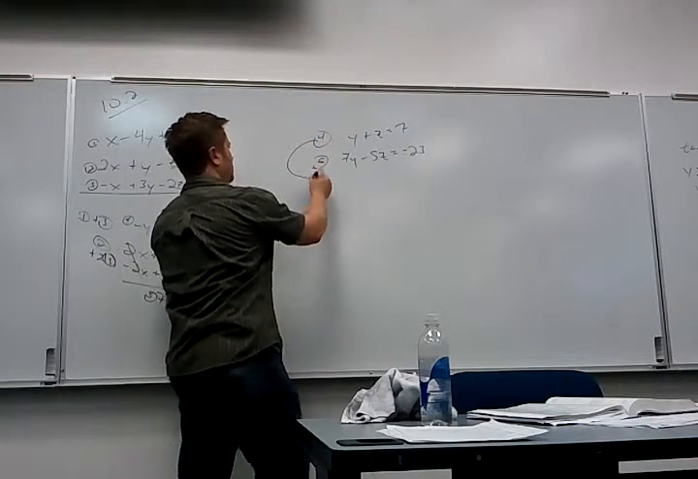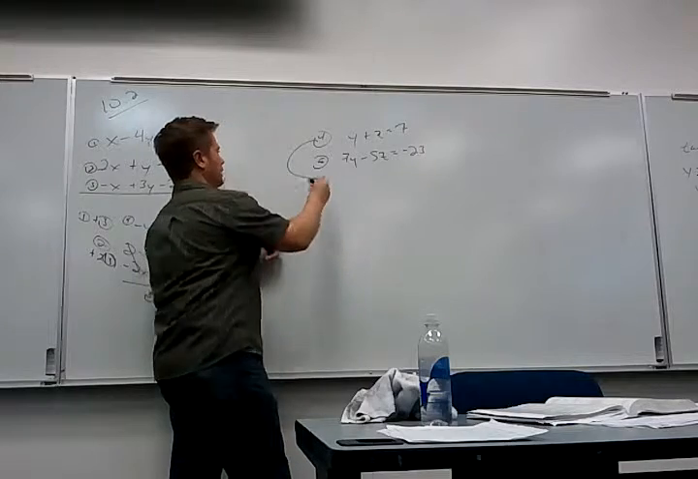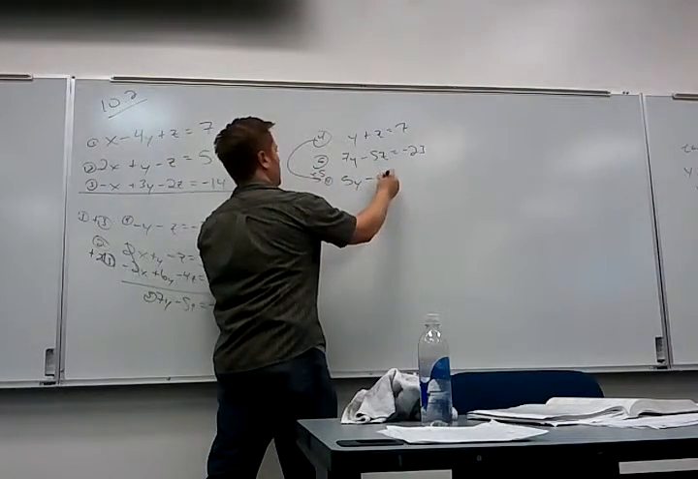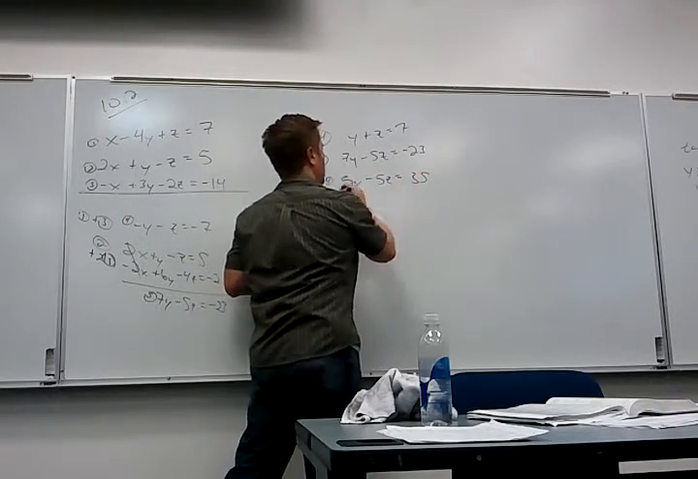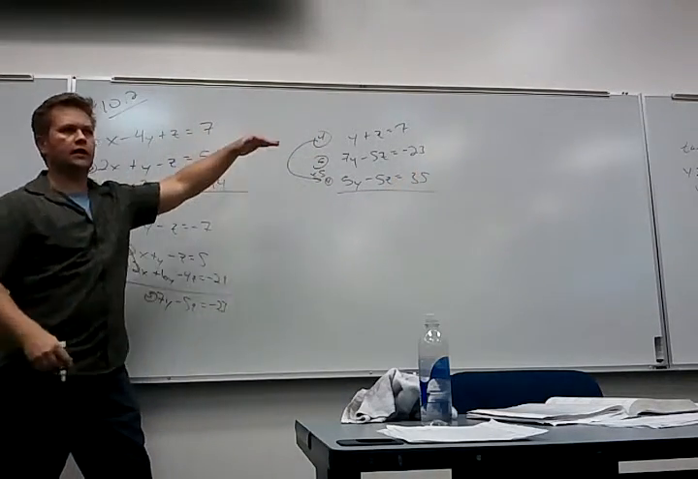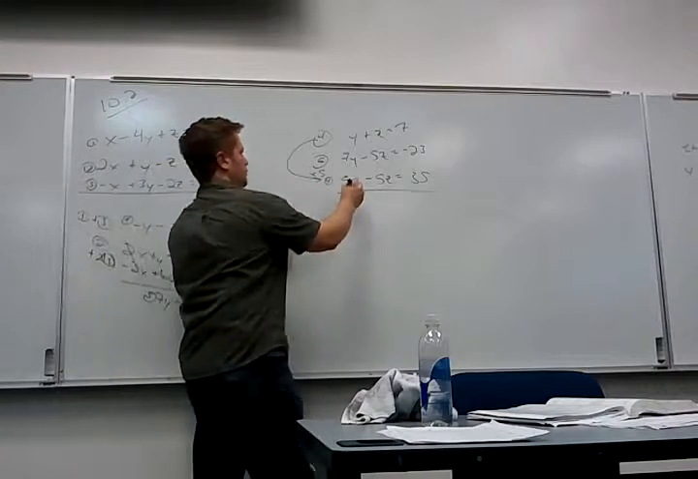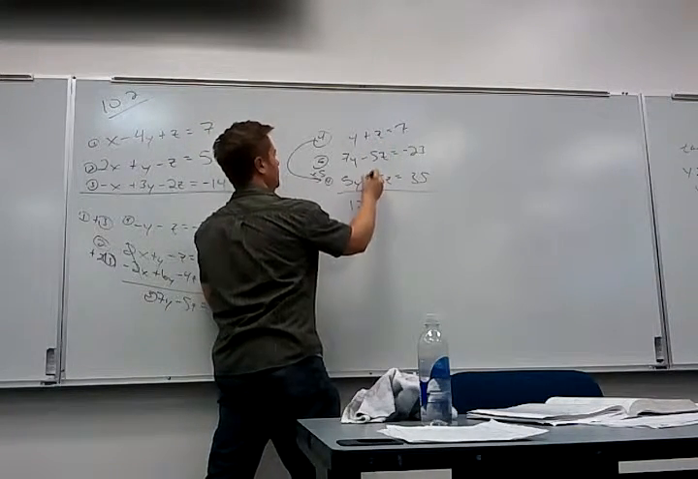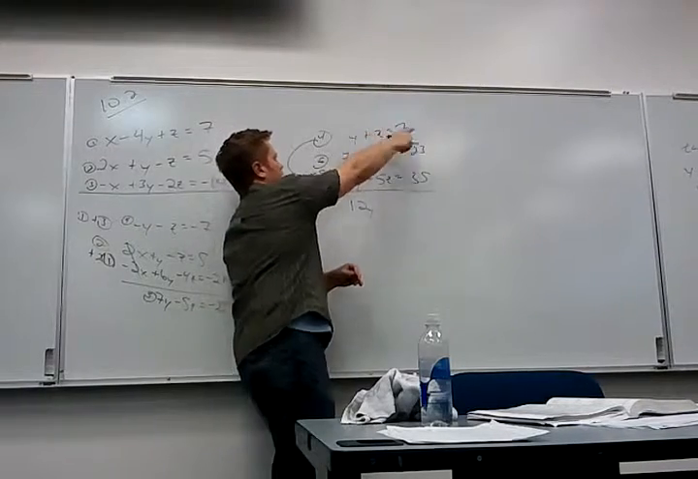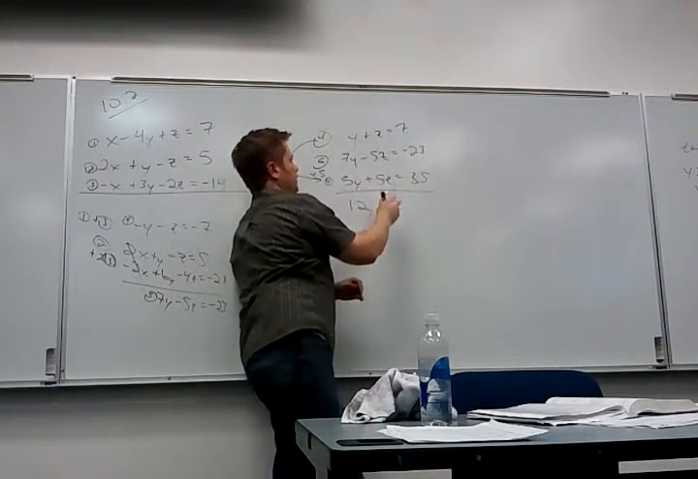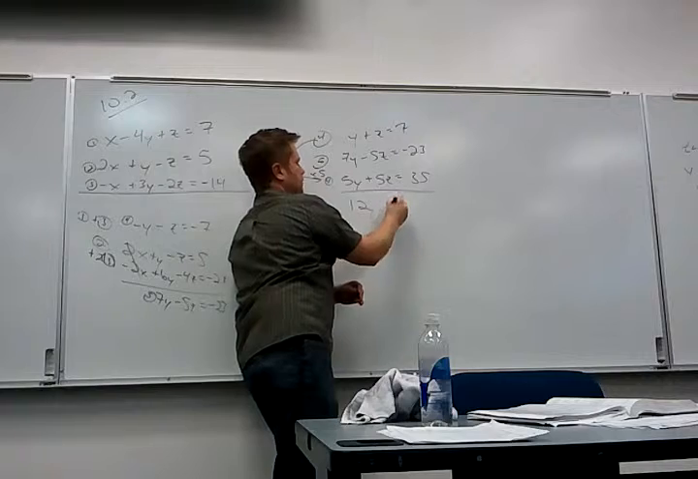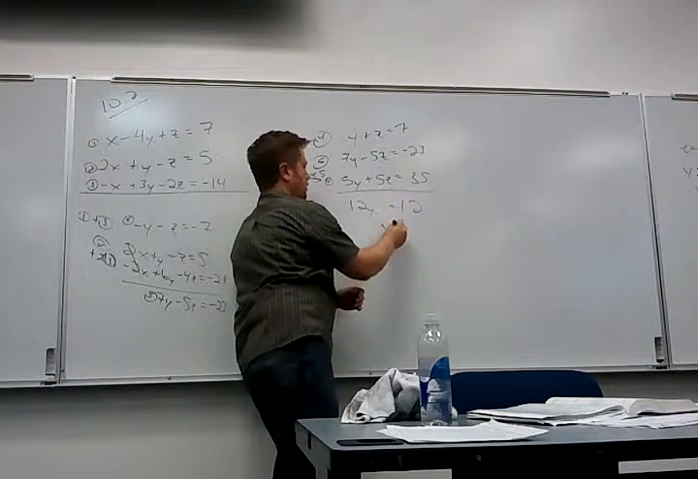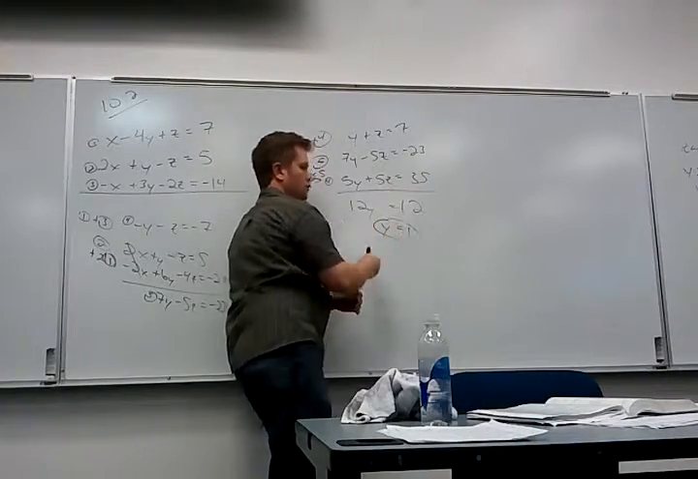I can take this one and multiply by 5. So I get 5y minus 5z equals 35. Then if I add those together, I get 12y. Why did I do that? So multiply this by 5: 5y, minus 5z, 35. Negative 5 and 5 is 0. Negative 23 and 35 is 12. So I get y is 1.